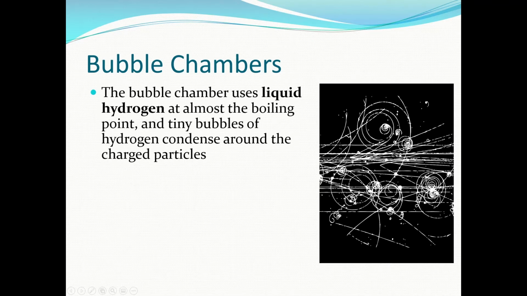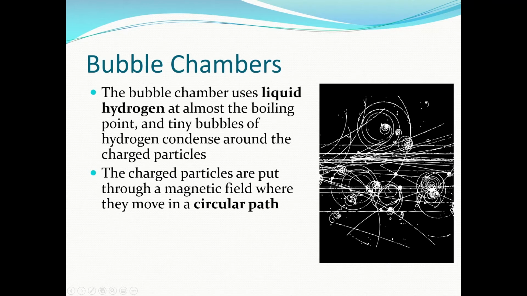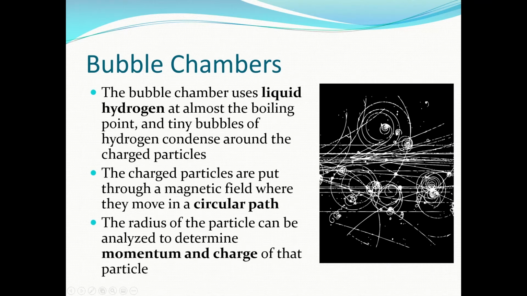If you send a subatomic particle through this liquid hydrogen, it's going to leave a bit of a vapor trail. The charged particles are put through a magnetic field where they move in circular paths, and you can figure out their mass and their charge depending on their spin. The radius of the particle's path can be analyzed to determine its momentum and charge.